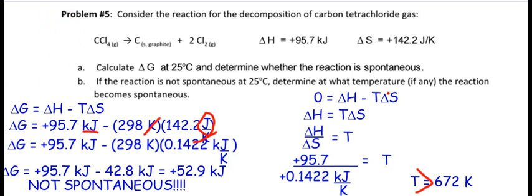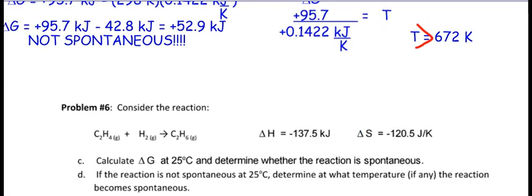Well, let's look at the next question, very similar to this one. Consider this reaction. We have ethene plus hydrogen making ethane.